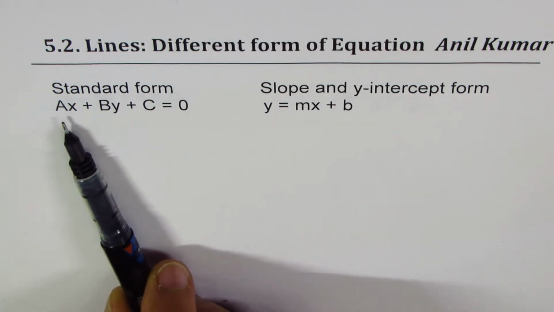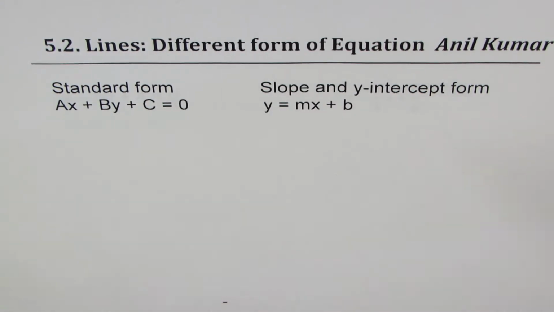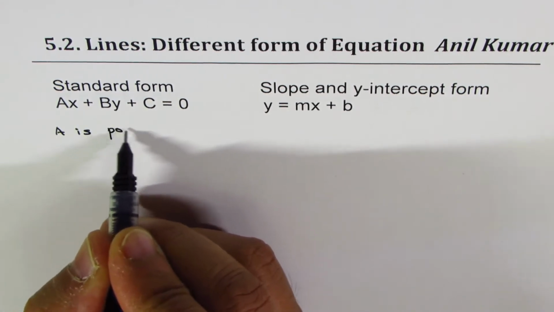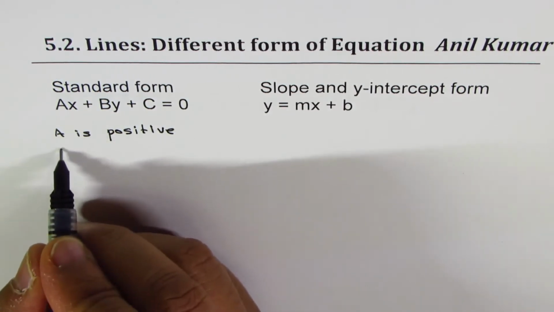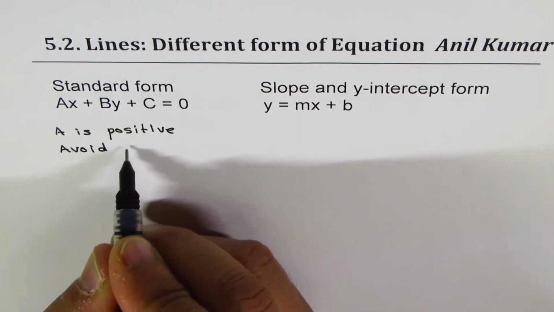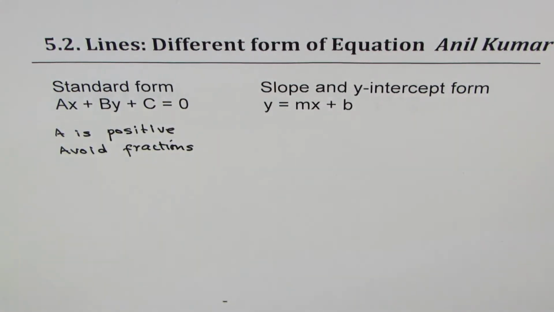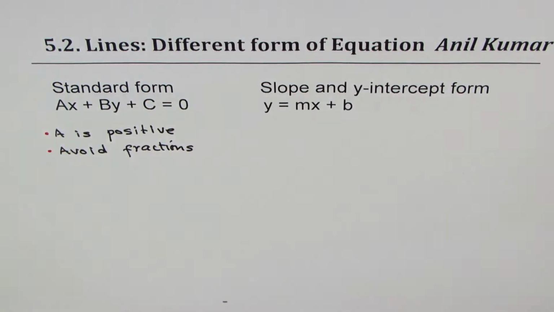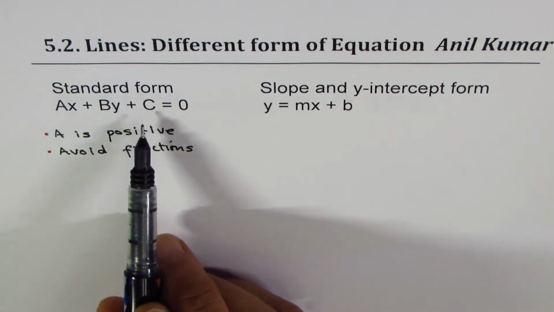Standard form is written as ax plus by plus c equals to 0. All the three terms are on the left side, and normally a is positive. So that is kind of important. Normally a is positive, and avoid fractions. So when you write in standard form, you have to take care of this. Keep a, the coefficient of x, as positive. Second, avoid fractions, correct?